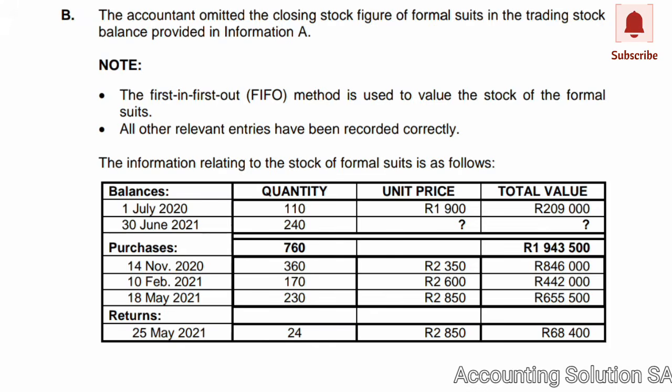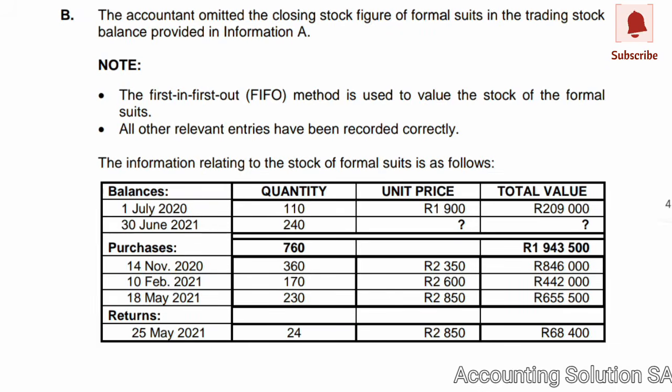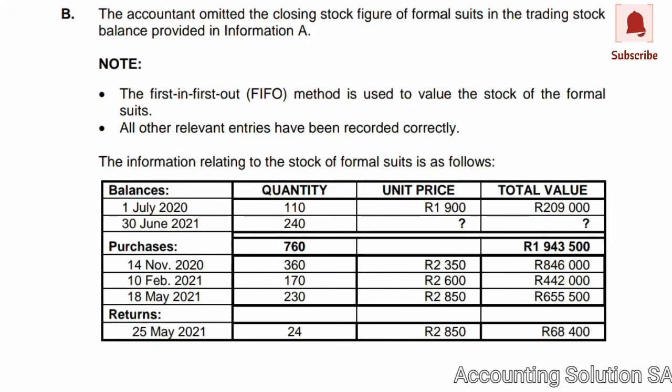Okay, then we also have purchases on different dates. As you can see, on 14 November, they purchased a quantity of 360 at 2,350 per unit. One unit was costing 2,350. But if you check on 10 February, when we go to the stock, we find that they no longer sell a unit at 2,350. They increased it to 2,600.